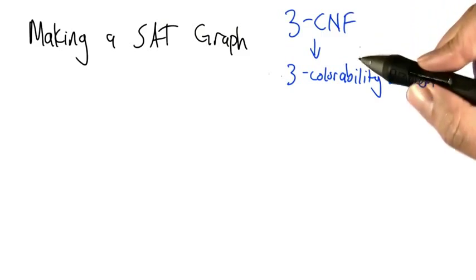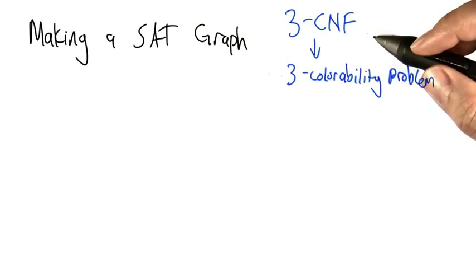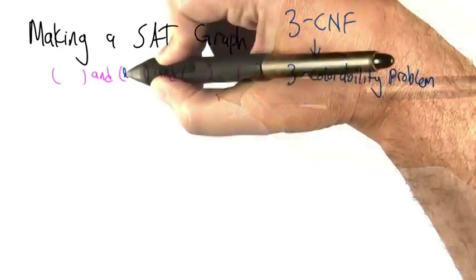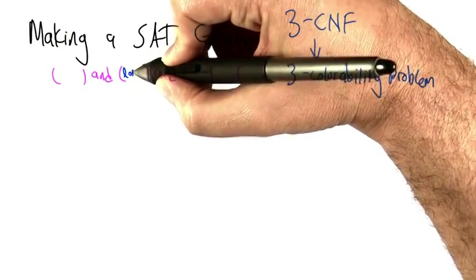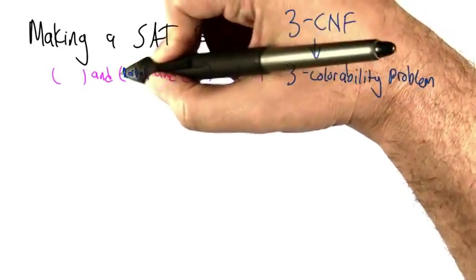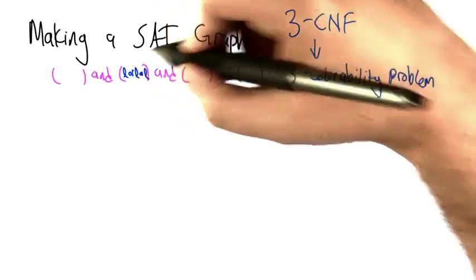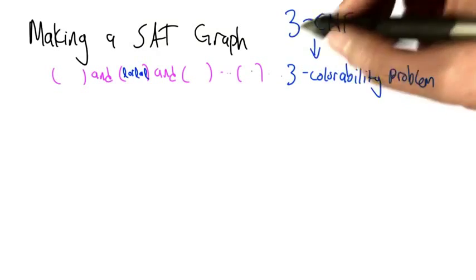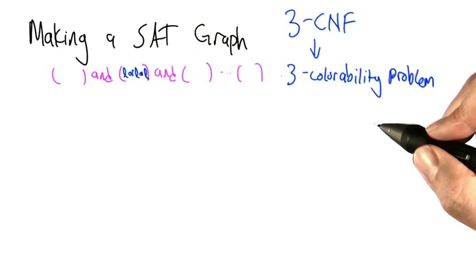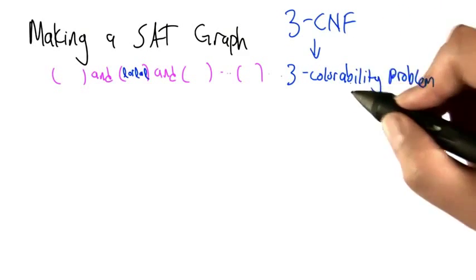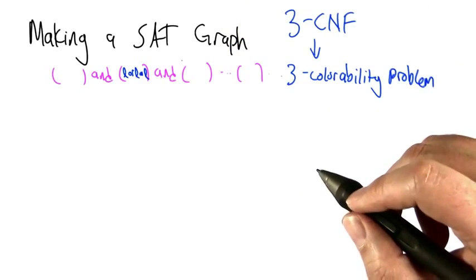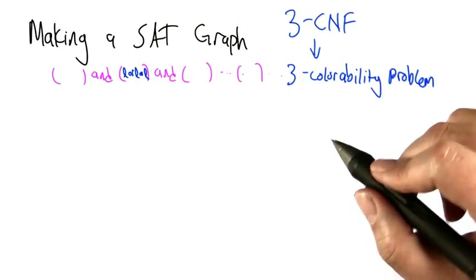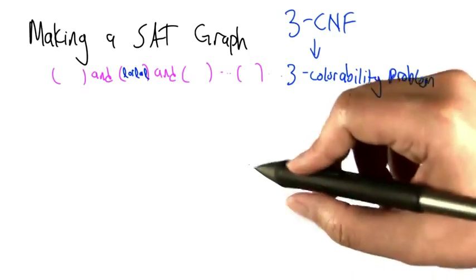It's just that form that I showed you before, where the formula is the AND of a bunch of clauses, and each clause is the OR of 3 literals, and each literal is either a variable or its negation, not that variable. So you walk up to me with a 3CNF problem, I turn that into a 3 colorability problem that can be colored if and only if the formula is satisfiable. Sounds like an interesting challenge. So let's get to it.